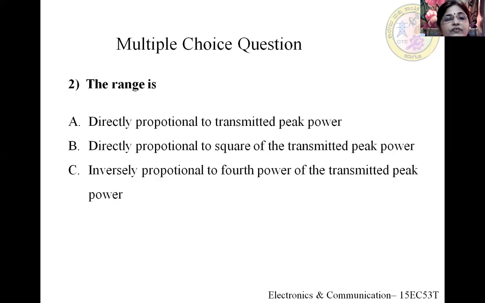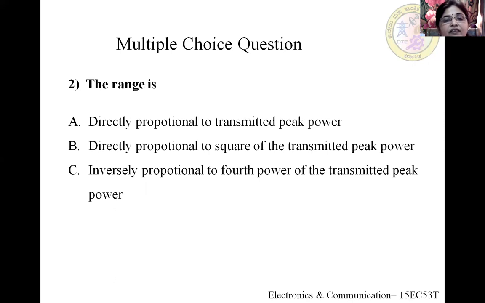Okay, now let us go to the second question here. The range is: option A, directly proportional to transmitted peak power; B, directly proportional to the square of the transmitted peak power; C, inversely proportional to the fourth power of the transmitted peak power. So remember the equation you have derived. What is the correct option?